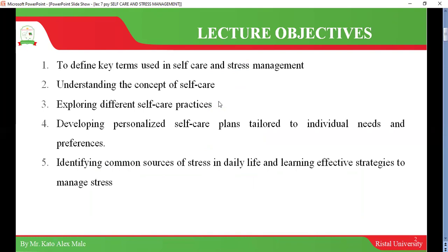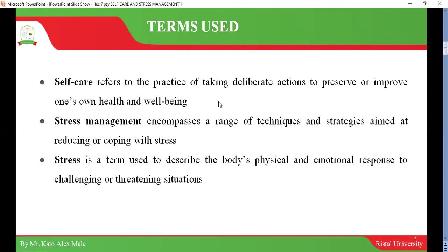The following are our lecture objectives for today. One, to define key terms used in self-care and stress management, understanding the concept of self-care and stress management, exploring different self-care practices, developing personalized self-care plans, and identifying common sources of stress in daily life, as well as learning effective strategies to manage stress.